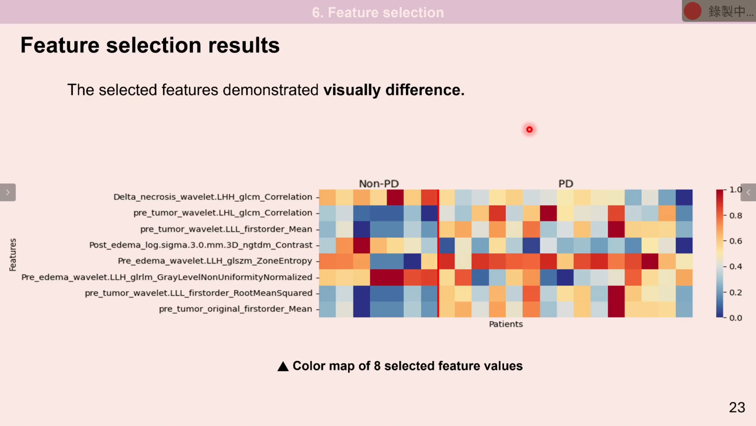Take the second feature, for example. You can see the non-PD has very low feature values, and PD is almost in this place. So we can visually separate it using the color map.